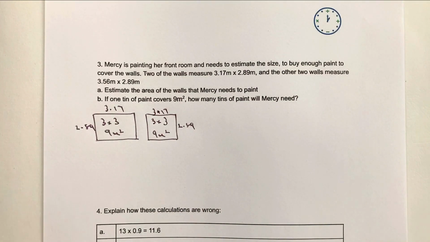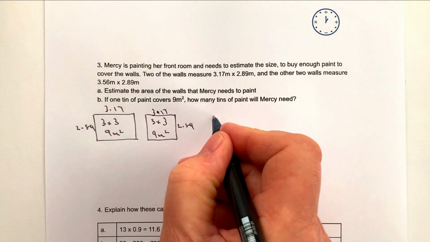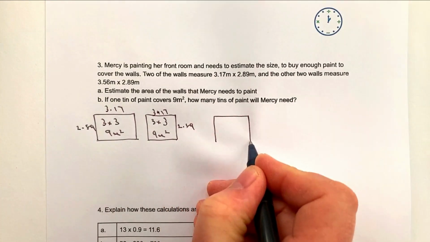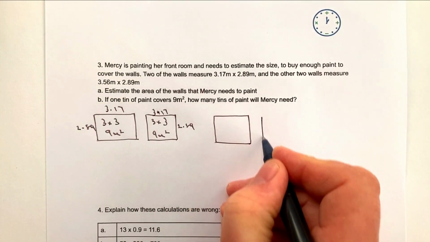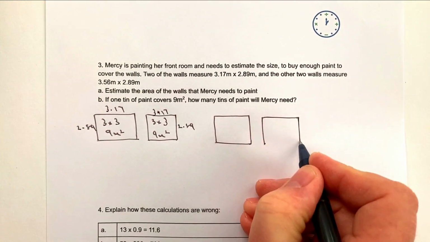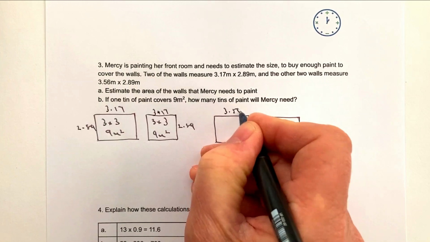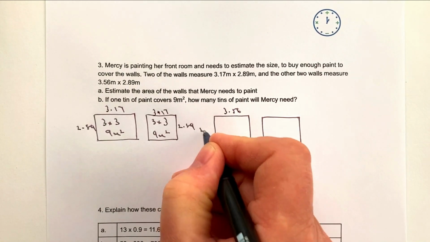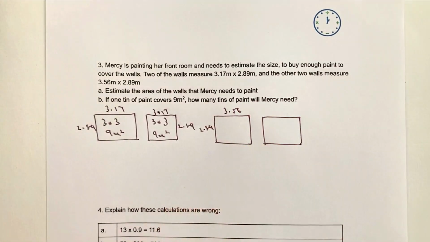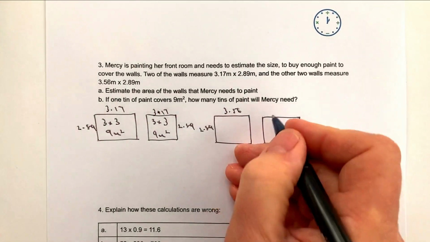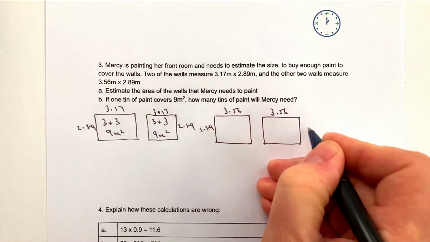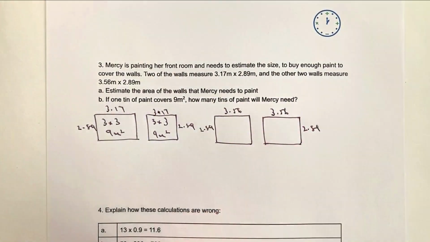So let's have a look at the next 2 walls. The next 2 walls, I'll try to make them very similar. Okay. There you go, that's not too bad. Okay, so this one I've got 3.56 and it's also 2.89, so the ceiling height is 2.89. Okay, and these walls are slightly bigger but the same height.